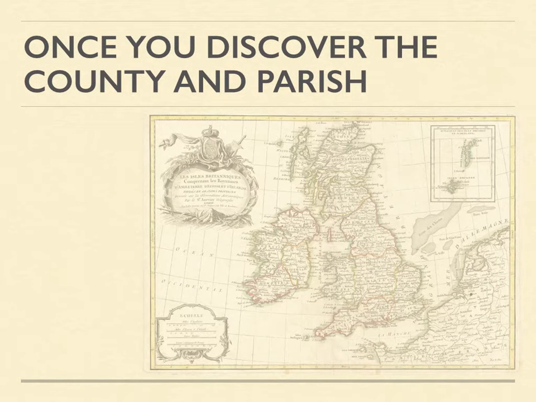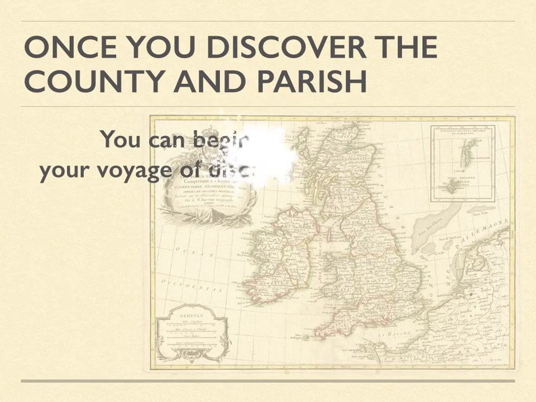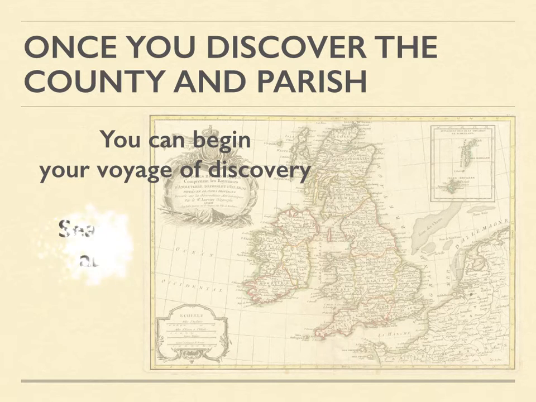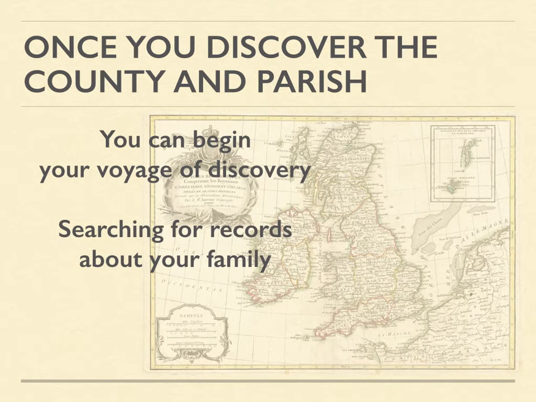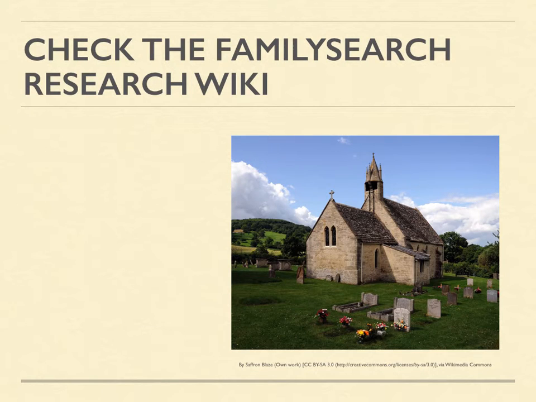Once you discover the county and the parish where your ancestor lived from records in the United States, you can begin your voyage of discovery. And you can begin searching for your records about your family. I would suggest starting with the FamilySearch Research Wiki. This reference is on FamilySearch.org, and it is tens of thousands of pages of encyclopedic information about where to find genealogical records. This doesn't contain the names of your ancestors, but it does contain helps on where to find them.